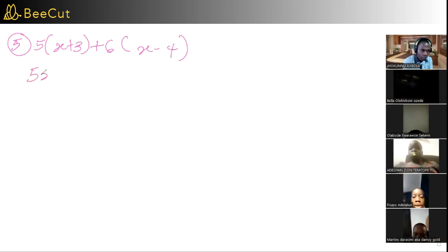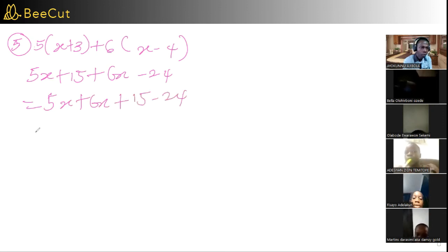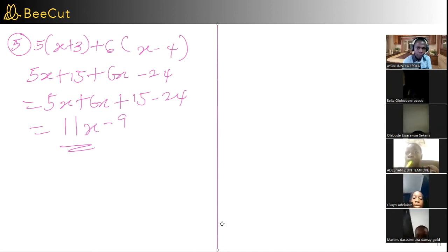So 5x plus 15, then plus 6x, then minus 24. So equal to, this time around, I have 5x plus 6x, then I have positive 15 and negative 24. So 5x plus 6x is 11x. Then positive is 15, negative is 24, so negative is going to remain. That is minus 9. So that is your answer to that. Divide the page and move to the next question.